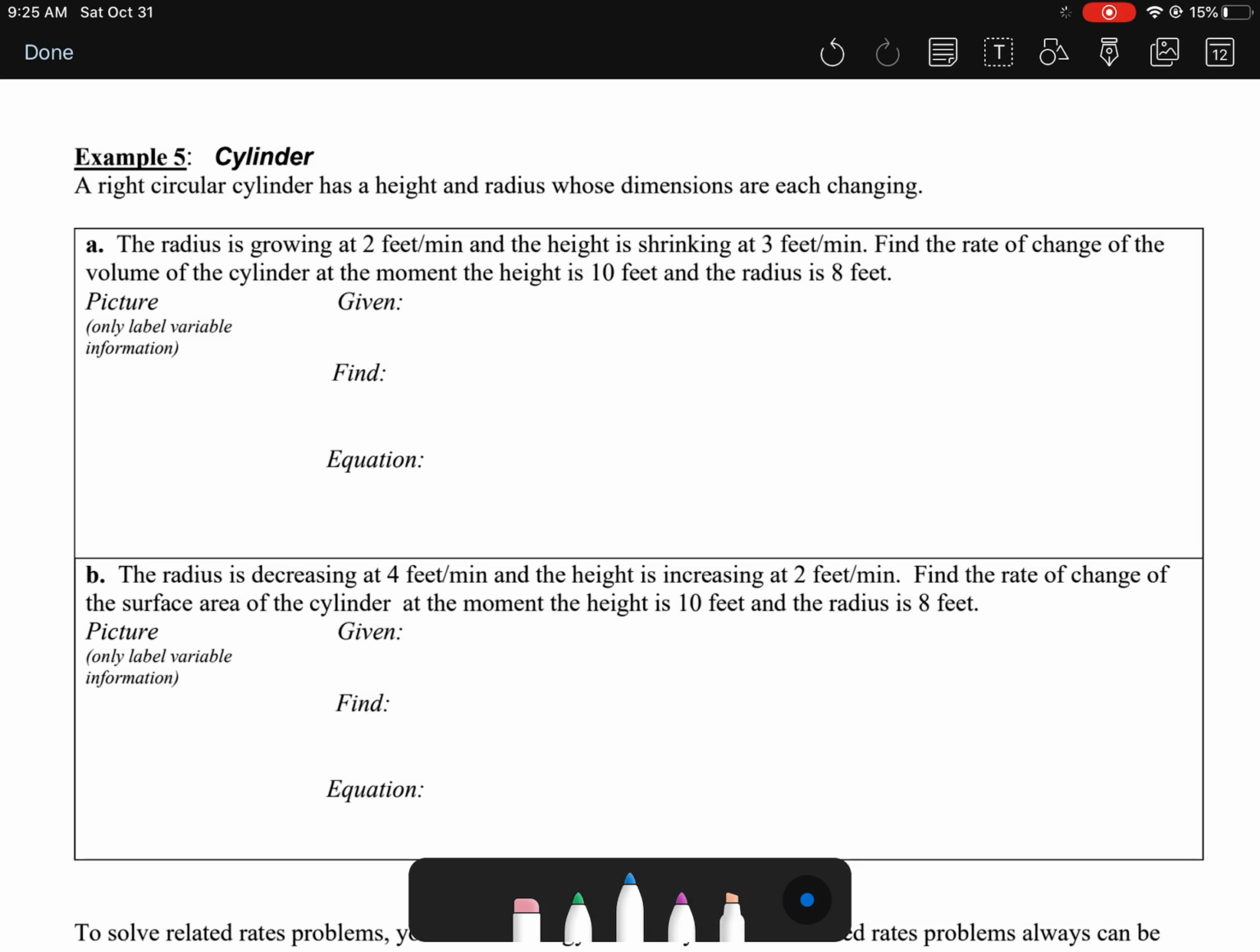Welcome back for those that paused. So example 5, a right circular cylinder has a height and radius whose dimensions are each changing. The radius is growing at 2 feet per minute and the height is shrinking at 3 feet per minute. Find the rate of change of the volume of the cylinder at the moment the height is 10 and the radius is 8. Okay, so I'm drawing it. I have a cylinder.